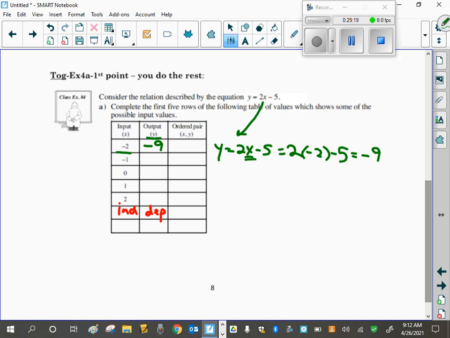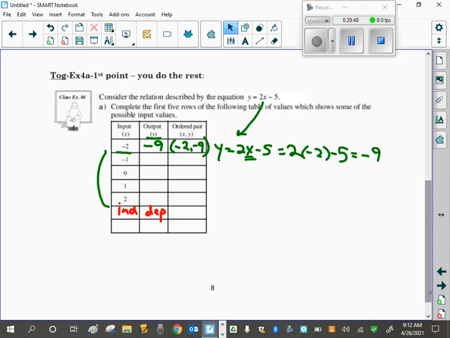And luckily on Friday, we remember how to plot points. So this is the ordered pair when x equals -2, y equals -9. So that's an ordered pair, -2, -9. So go ahead and fill in the rest of this chart for me using the formula. And I give you the x. You've got to find the dependent variable when I give you x.